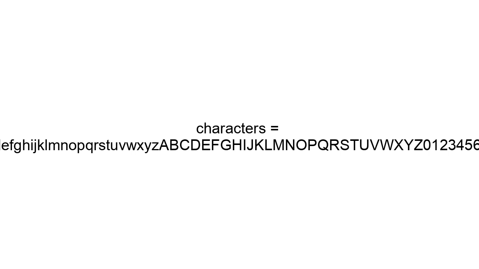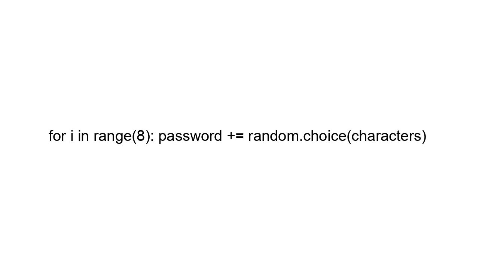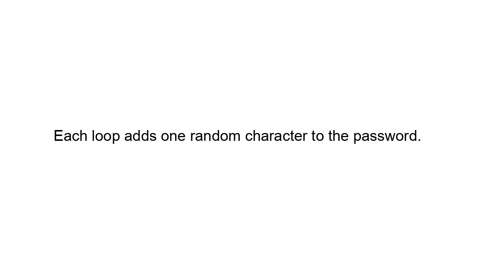Step 3. Create an empty password. The program starts with an empty string. Example: password equals empty string. Characters will be added one by one. Step 4. Generate random characters. A loop runs multiple times. Example: for i in range 8, password plus equals random.choice characters. Each loop adds one random character to the password. Step 5. Display the password. Finally, the generated password is printed. Example: print generated password, quote, password.